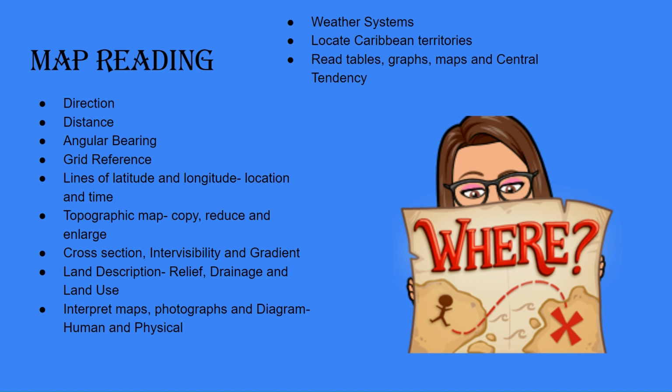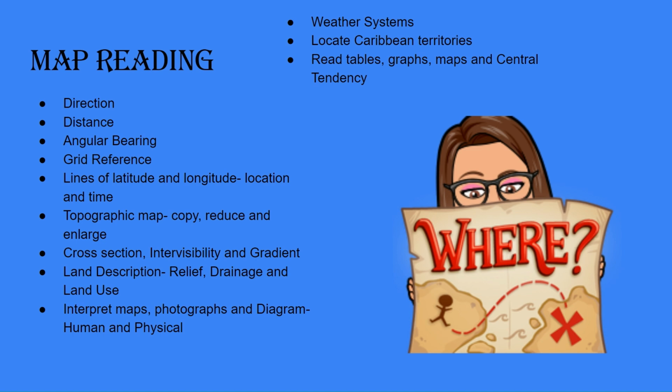So for map reading, which is question number 1, is compulsory, and you realize that you usually have a direction question, a distance question, an angular bearings question. Sometimes you have a grid reference question. We can have lines of latitude and longitude question. It can be in the form of location or time. On the topographic map, they ask you to do copy reduction or enlargement of a map. Sometimes you get a cross section, intervisibility, or a grading question.